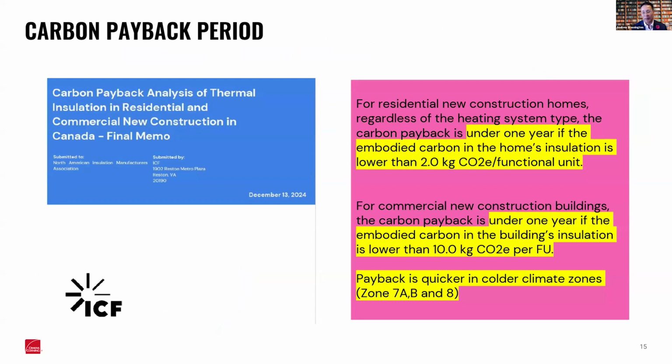So there's a memo that they brought out, and from their testing and results, they were able to show that basically for most installations, the embodied carbon payback is typically under a year. And in commercial buildings, if the total is under 10 kilograms, it's usually under a year or so. Typically, you'll only see more in foam products. But that being said, it's only about another year before they pay off.